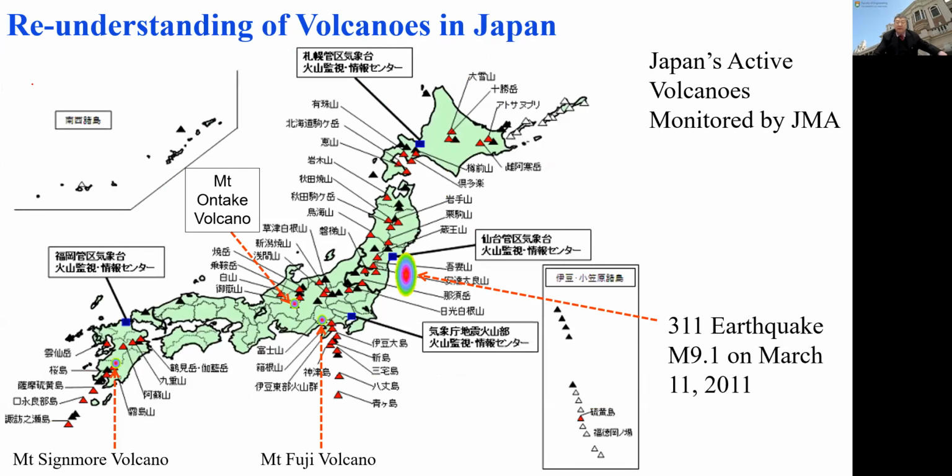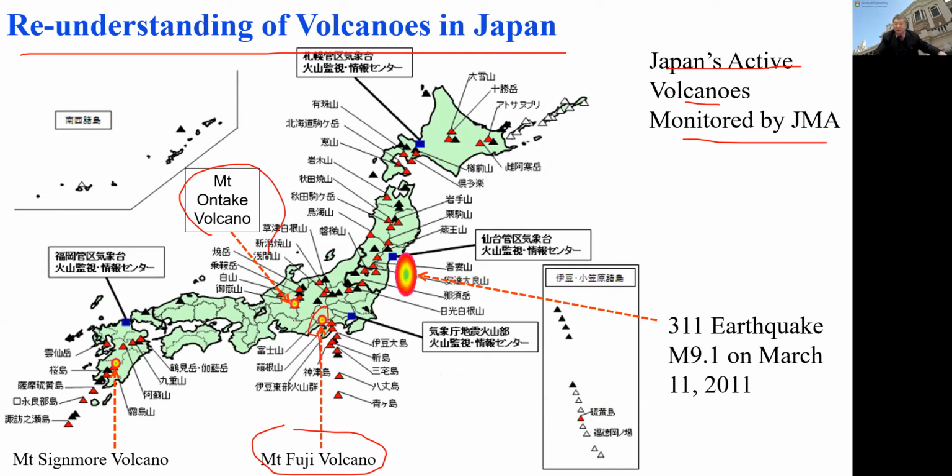Okay, so re-understanding of volcanoes in Japan. Japan's active volcanoes are monitored by GMPS. So there are so many, okay, the red ones. Then this one here is the Fuji volcano. We said a mountain volcano, we said already. And here is Mount Ontake, we'll discuss because this one is important. And here, more important, this one is Mount Simo volcano in this location.